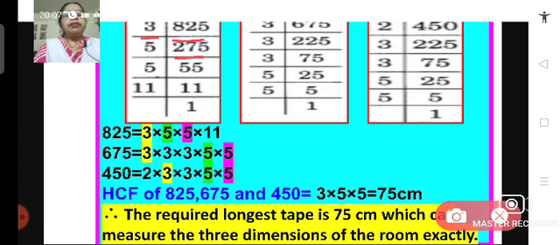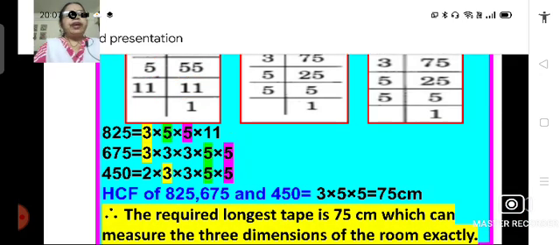Now 275 cannot be divided by 3, so we move on to the next prime number, that is 5. 5 divides 275, we get 55. 55 can again be divided by 5 and we get 11. 11 divides itself, we get 1. So the prime factorization of 825 is 3 into 5 into 5 into 11.